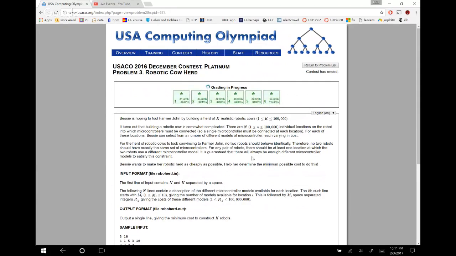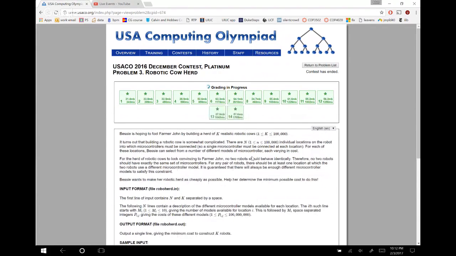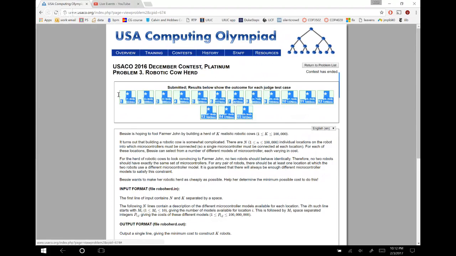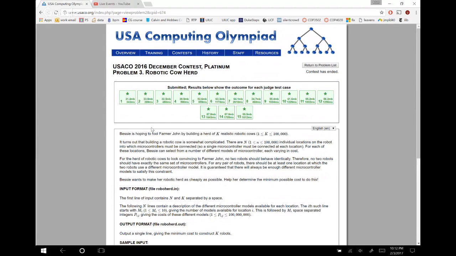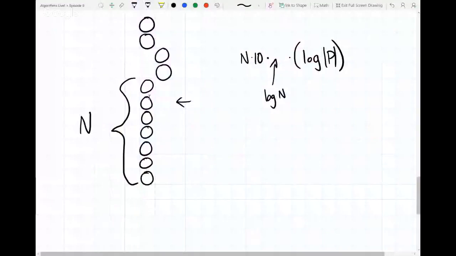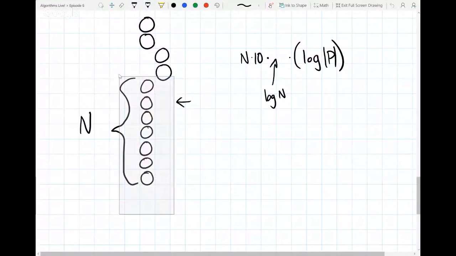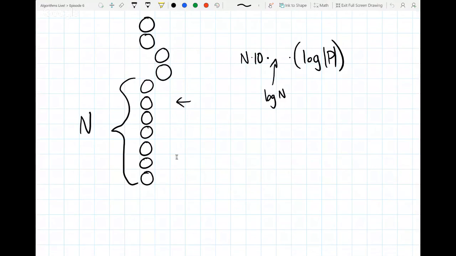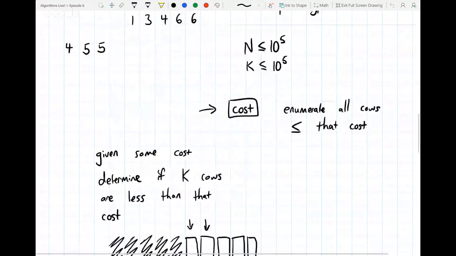Oh, it passed test four. That one optimization might be enough. All right. Last test. Oh, we got through. Okay, so I guess that's enough of an optimization: just make sure when you're going down one of your branches that you're also considering this last case of, basically, there's only one way to form that cow. And so if I prune off that last piece, it's enough to actually solve the problem. So that's how you solve robotic cow herd.